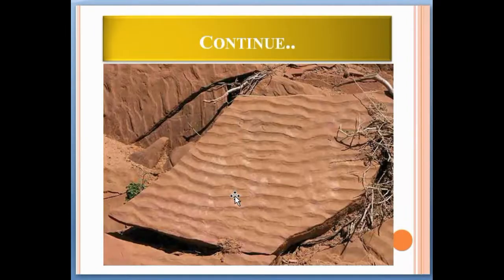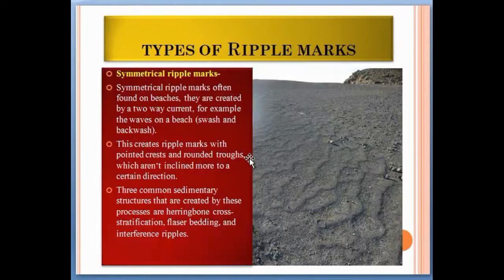So see here, this is a ripple mark structure. This is the direction of water or wind, and these are the ripple marks, which form perpendicular to the wave action.